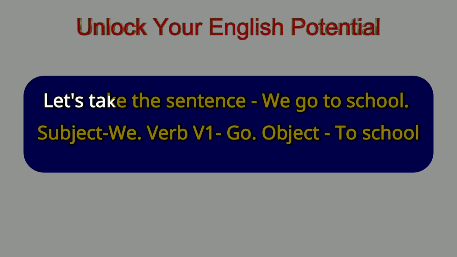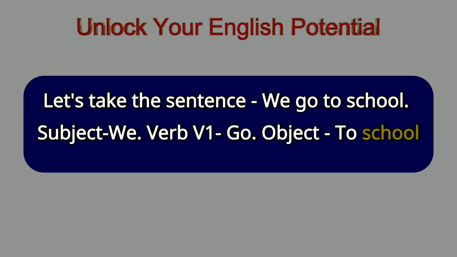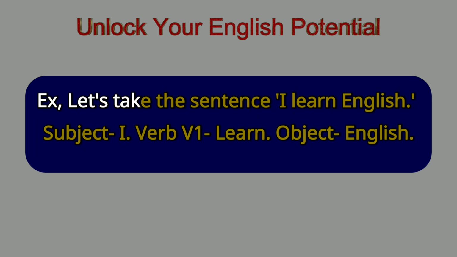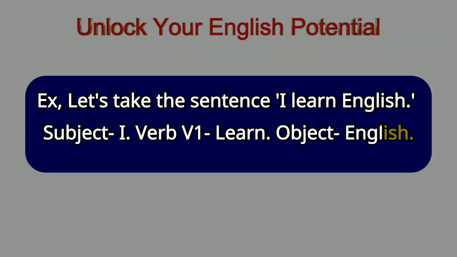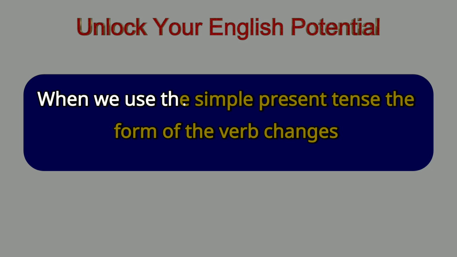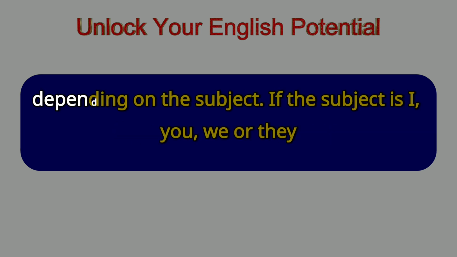Example: let's take the sentence, we go to school. Subject, we. Verb, V1, go. Object, to school. Example: let's take the sentence, I learn English. Subject, I. Verb, V1, learn. Object, English.